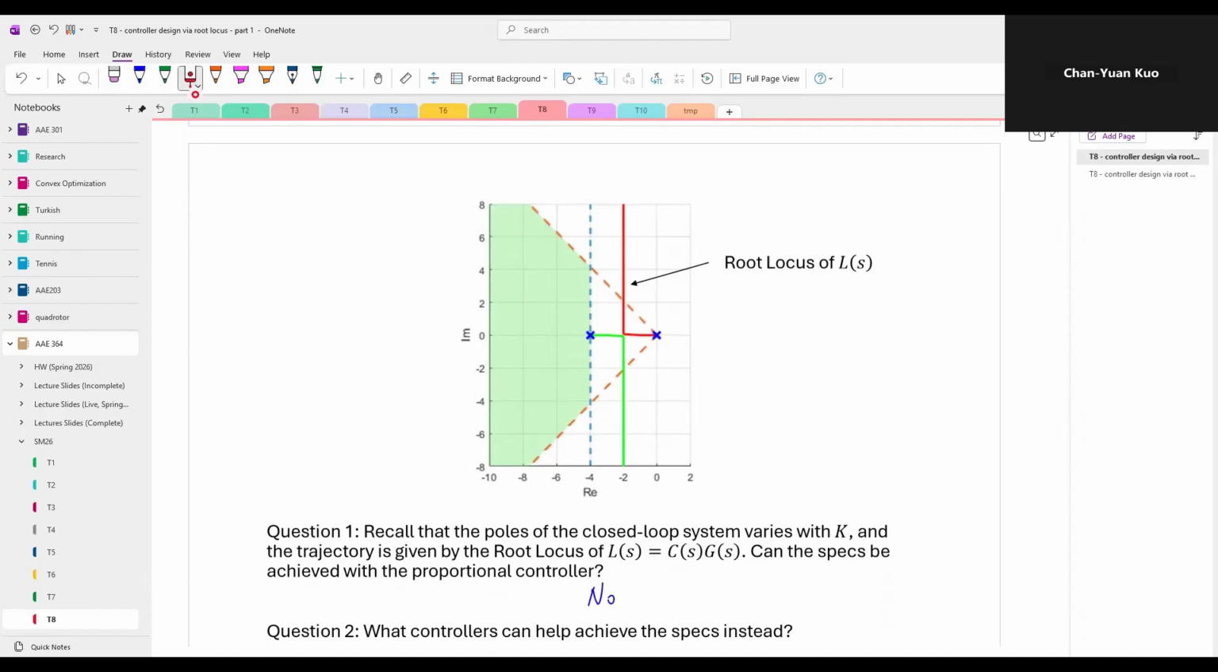And this naturally leads us to the next question, which is, if a proportional controller isn't enough, what kind of controller should we use instead? And before we answer this question, let's take a look at another exercise first.